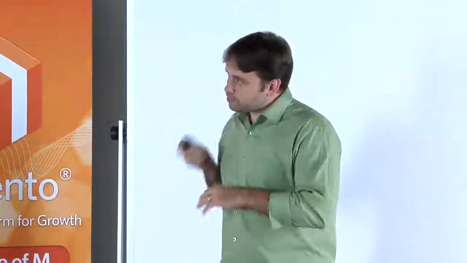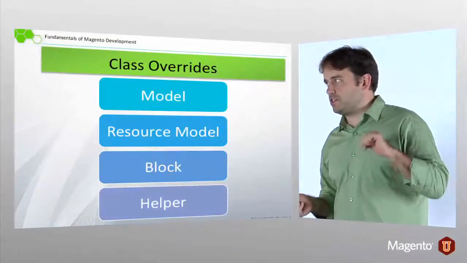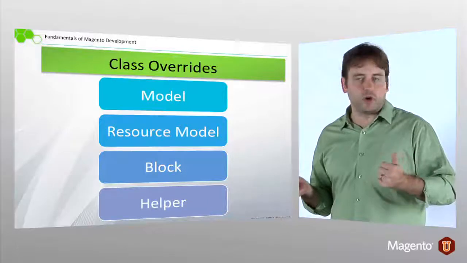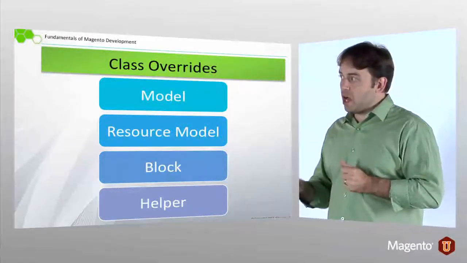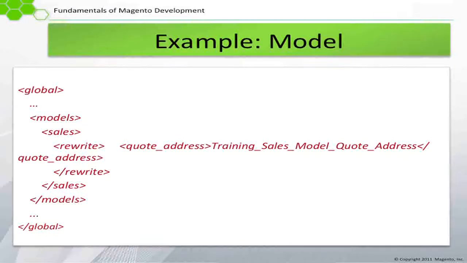So what can you override? Via this system, you can override models, resource models, so that's entity models and then collections and resource models themselves, blocks, and helpers.